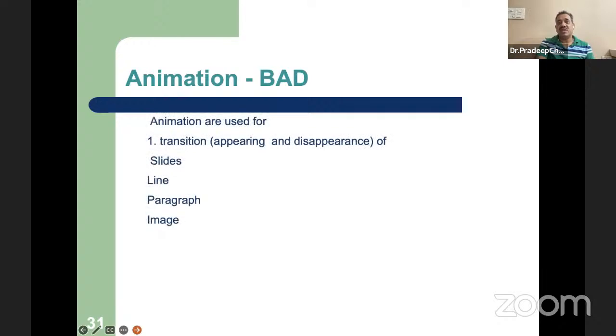Animation, if used intelligently, is good. Otherwise, animation is used for transition of the slide, for appearance and disappearance of a line, paragraph, or an image. It can be used. Like now, these are all bad animations. These are all distracting animations. You should not use those types of animation.